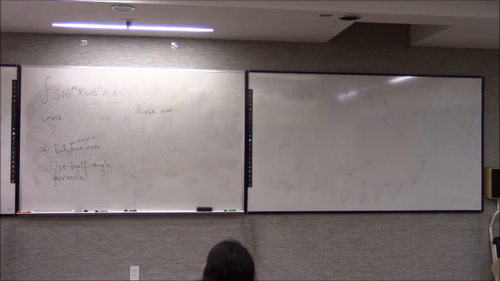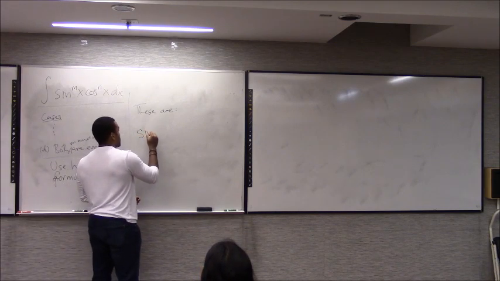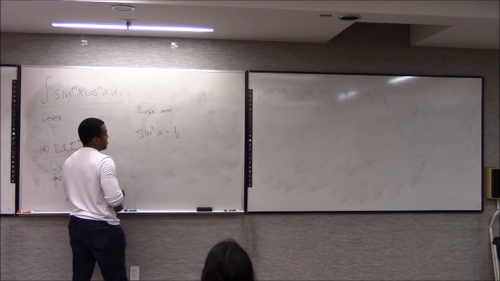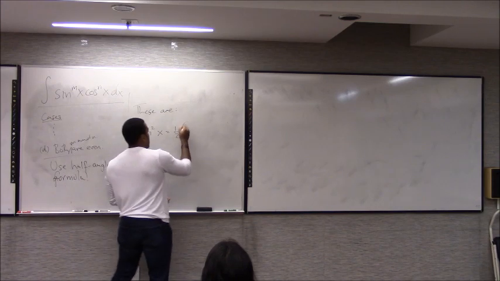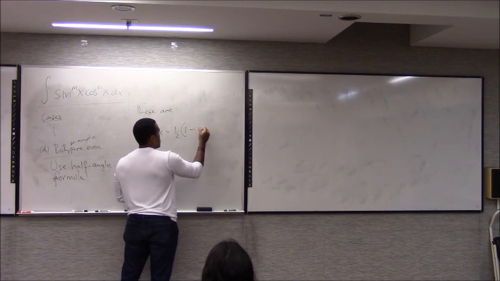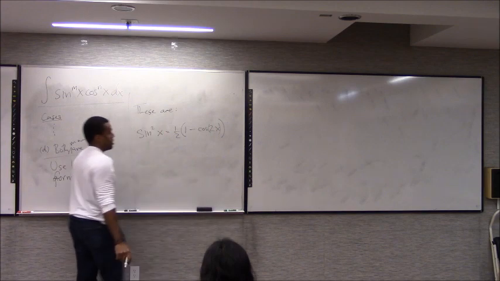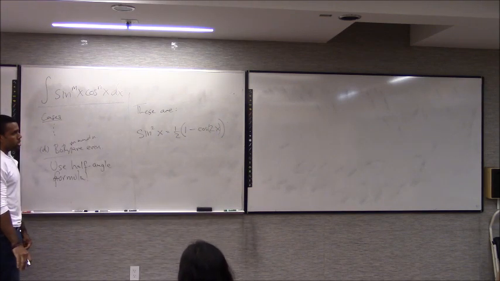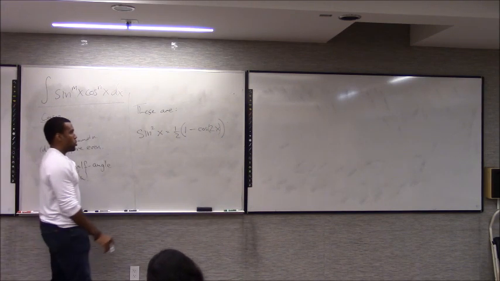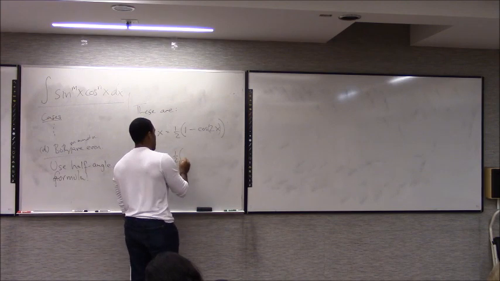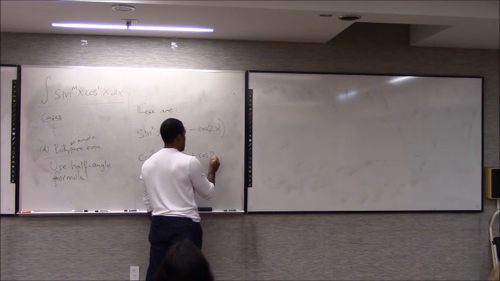Yeah? Sine squared x is equal to 1/2 times 1 minus cosine 2x. Alright, so that's 2x in the angle. Yeah. That is the half angle formula for sine. And we also have one for cosine squared, which is sort of the same thing, but it's plus.